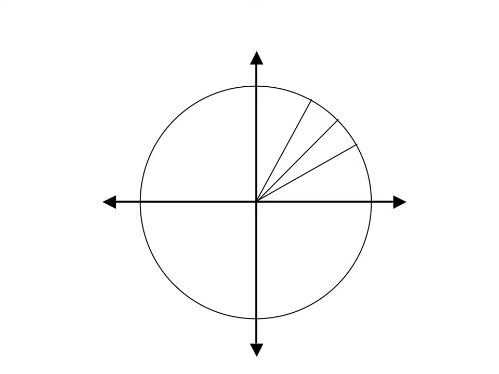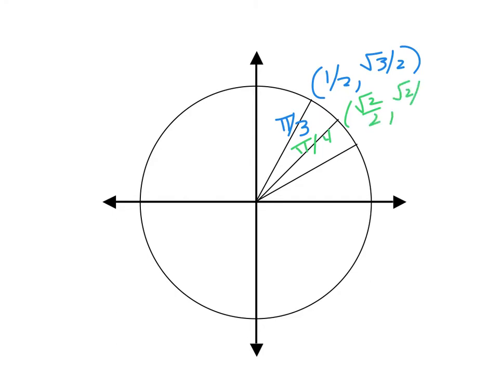So this right here is, of course, the angle pi over 3. I hope you haven't forgotten the unit circle yet. 1/2, rad 3 over 2. This is pi over 4, which is rad 2 over 2, rad 2 over 2. And then, I don't know why I'm doing different colors, just for fun. And this is pi over 6, which is rad 3 over 2, 1/2.